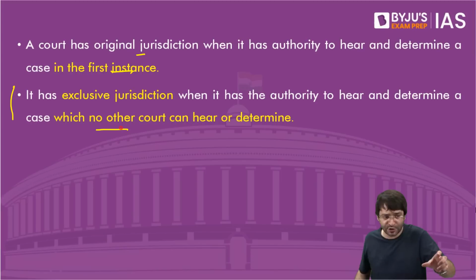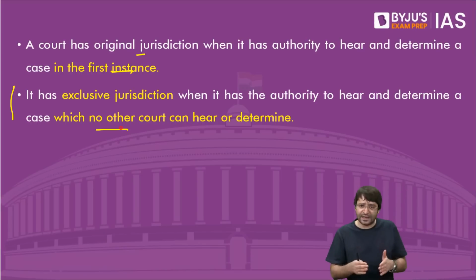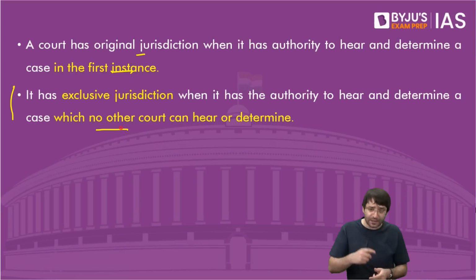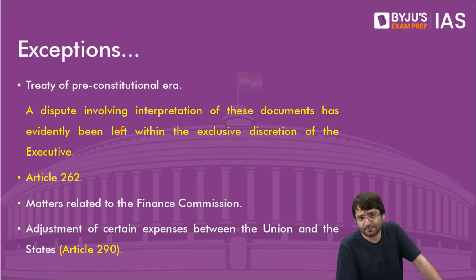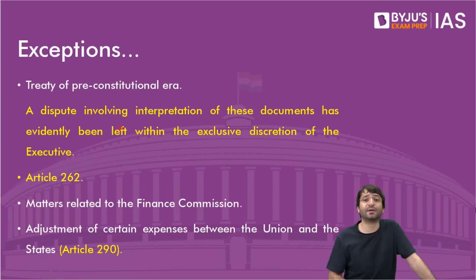Which means an election dispute vis-a-vis President, Vice President. The Supreme Court will hear it in the first instance, not through an appeal. But the Supreme Court alone can hear it. That is exclusive jurisdiction. But there are some exceptions. That means there are some cases which cannot be directly filed in the Supreme Court.